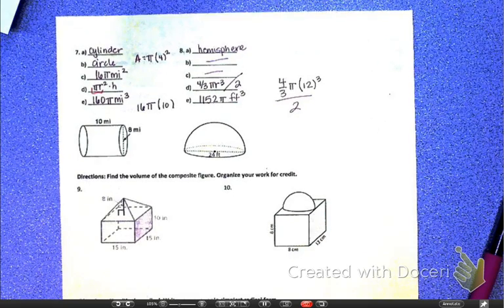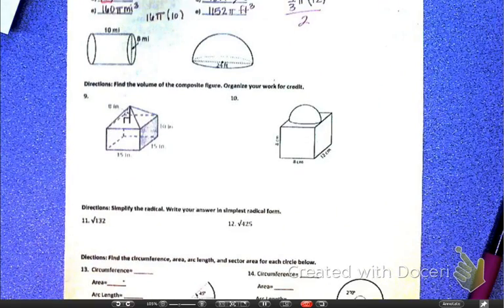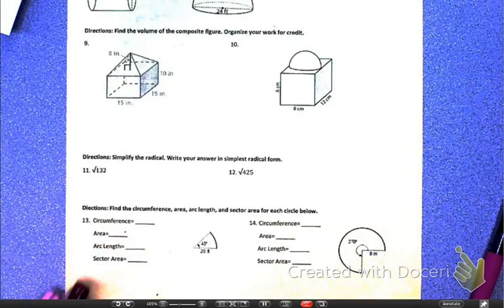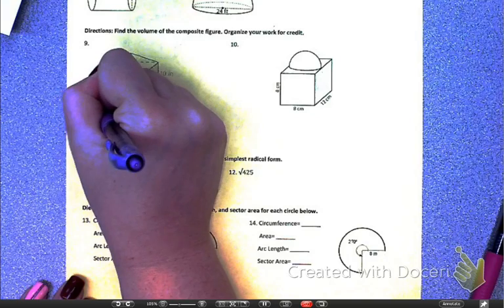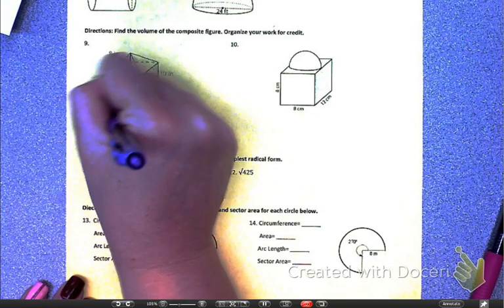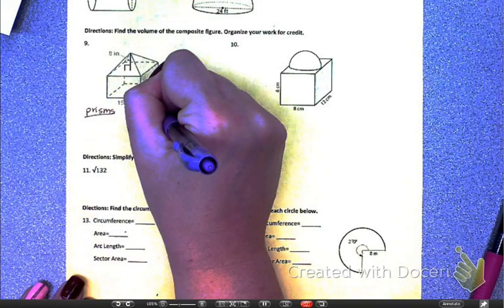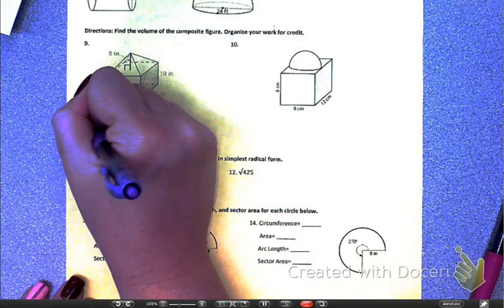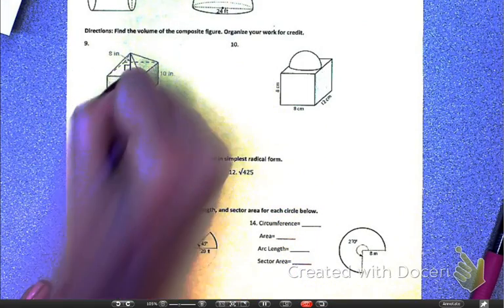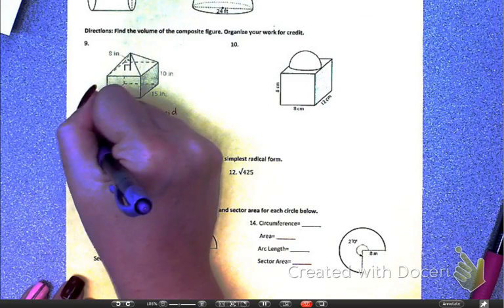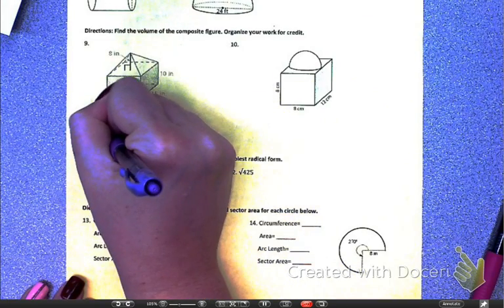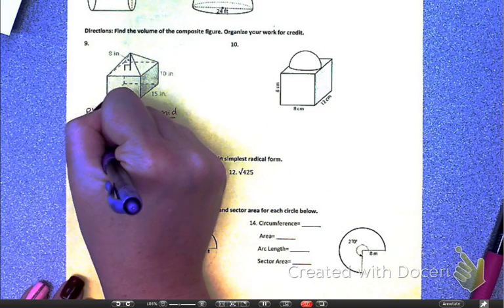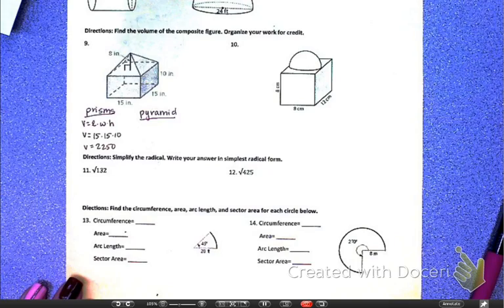Still doing okay? Yep. Okay. Composite figures. What 2 solids do you see in number 9? A rectangular prism and a square pyramid. Okay, so we see a prism and a pyramid. So the prism, volume is length times width times height, because it has a rectangle base. So 15 times 15 times 10 gives you 2,250 for the volume of the prism.